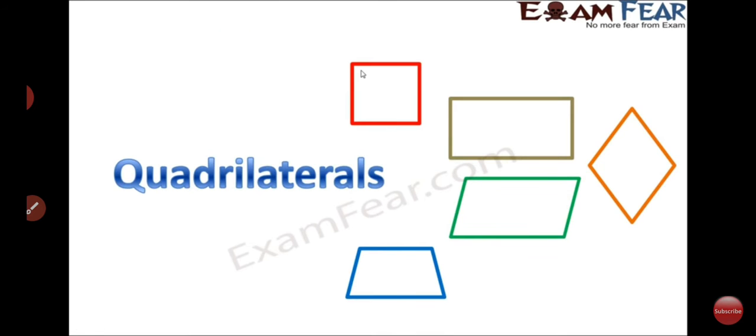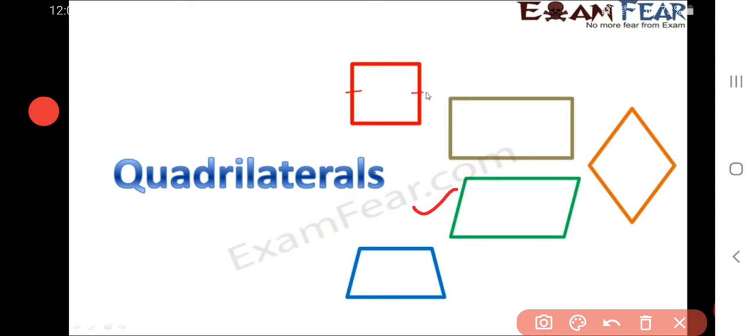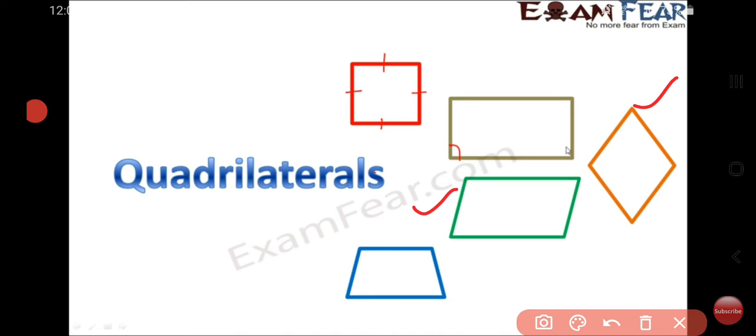Now let us see what a quadrilateral is. All these figures are made up of four sides, and they are closed figures, so they are called quadrilaterals. The types of quadrilateral you have to write are square, rectangle, parallelogram, rhombus, and trapezium. In a square all four sides are equal and all four angles are equal, and in a rectangle all four angles are 90 degrees.